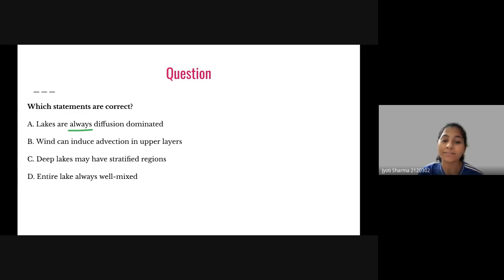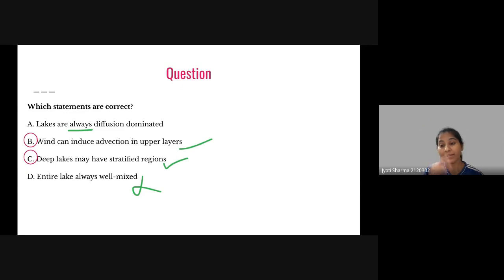Wind can induce advection in the upper layer. This is true. Deep lakes may have stratified regions. This is again true, because whenever we have a deep lake, then based on the temperature and density within the lake, there may be some layers. This is true. Entire lake always well mixed? No, this is not always well mixed. There may be some layers that we may find in the lake, and those layers are not mixing with each other.